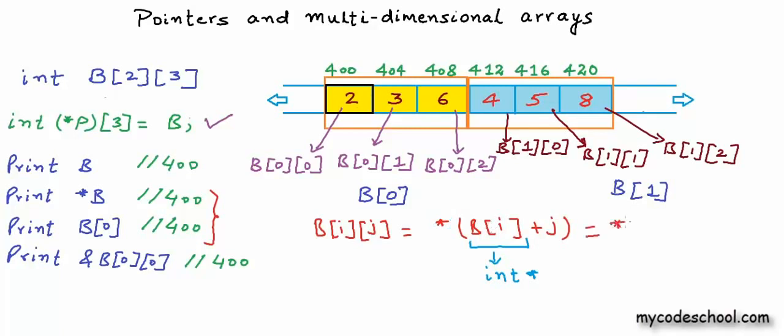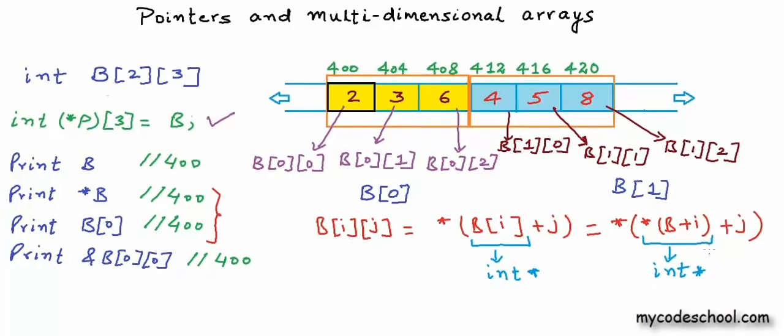Once again, Bi can be written as asterisk B plus I. B is a pointer to one-dimensional array of 3 integers, so B plus I will also return us pointer to one-dimensional array of 3 integers, and dereferencing, this particular dereferencing, will give us the one-dimensional array, and the name of one-dimensional array returns us pointer to the first element in the array. So this once again will be pointer to integer.